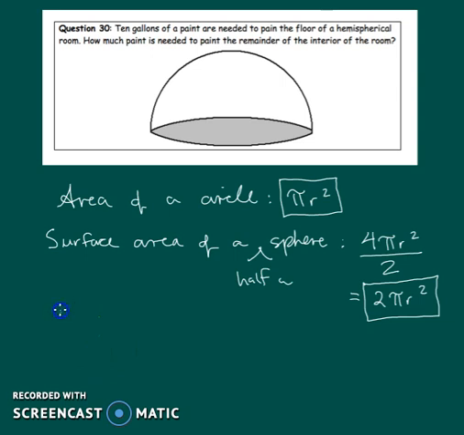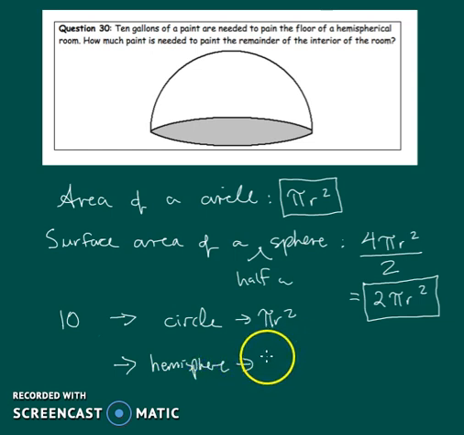So if we're told that it takes 10 gallons of paint to cover the circle, for which the formula is pi r squared, how much paint is it going to take for us to cover that hemisphere, for which the formula is 2 pi r squared? Well, if this is doubled, all I have to do is double on this side as well. Therefore, I need 20 gallons of paint in order to paint the hemisphere.